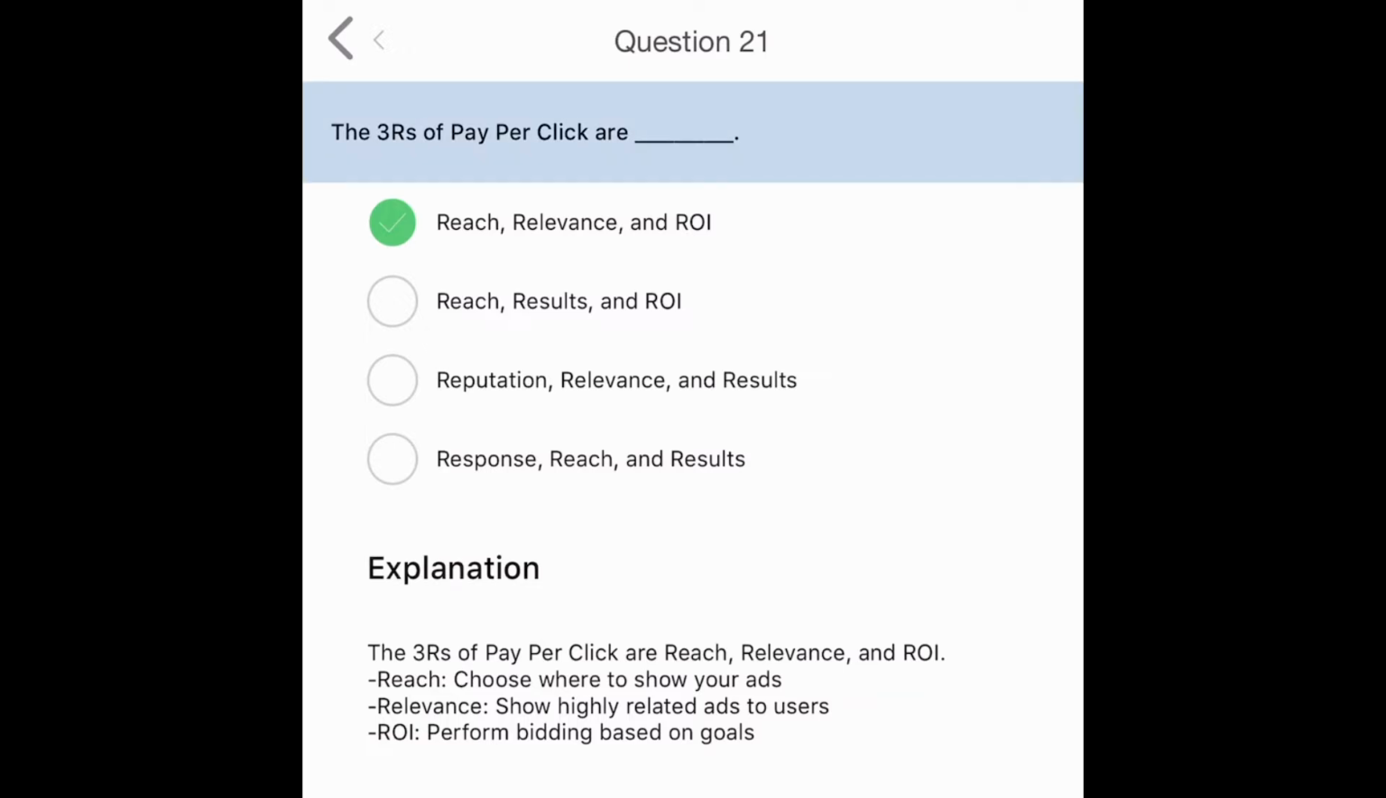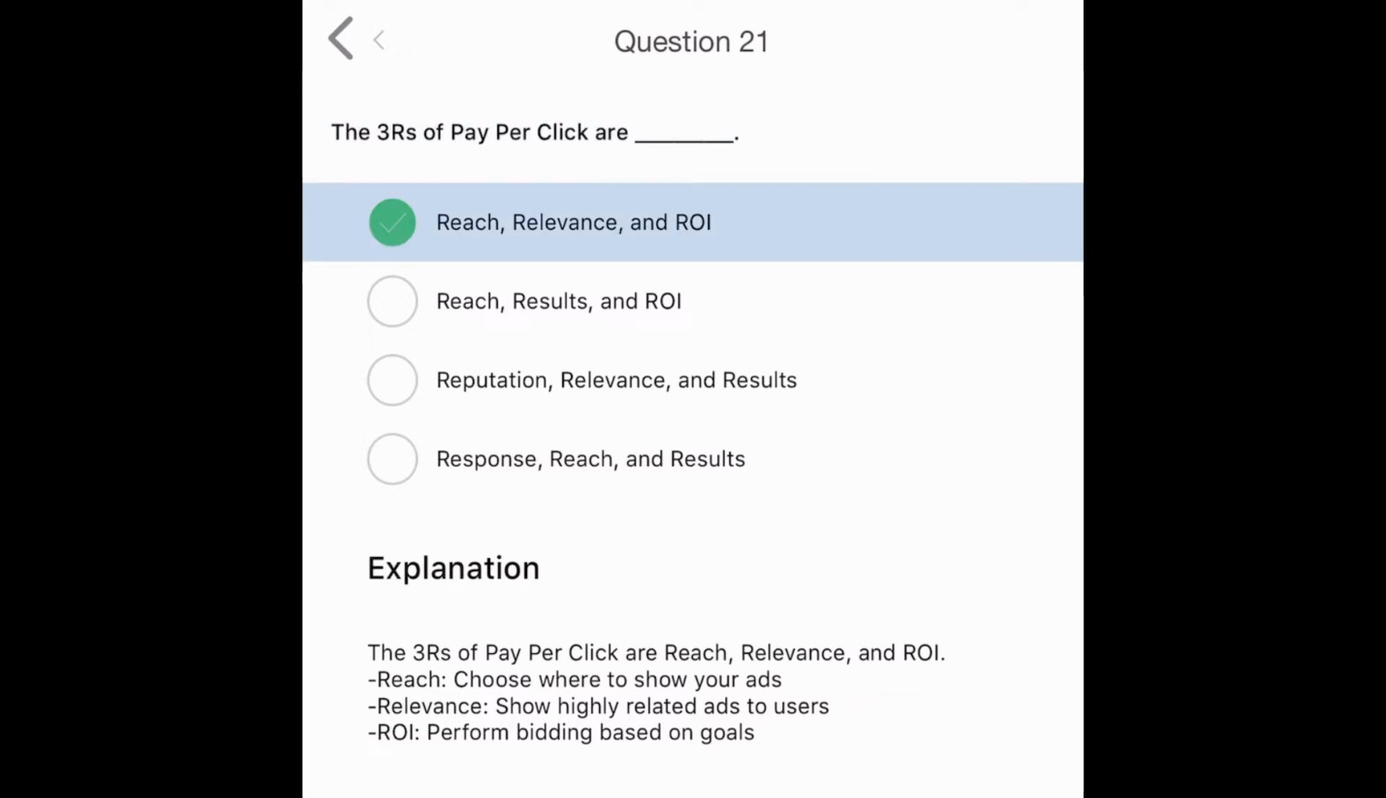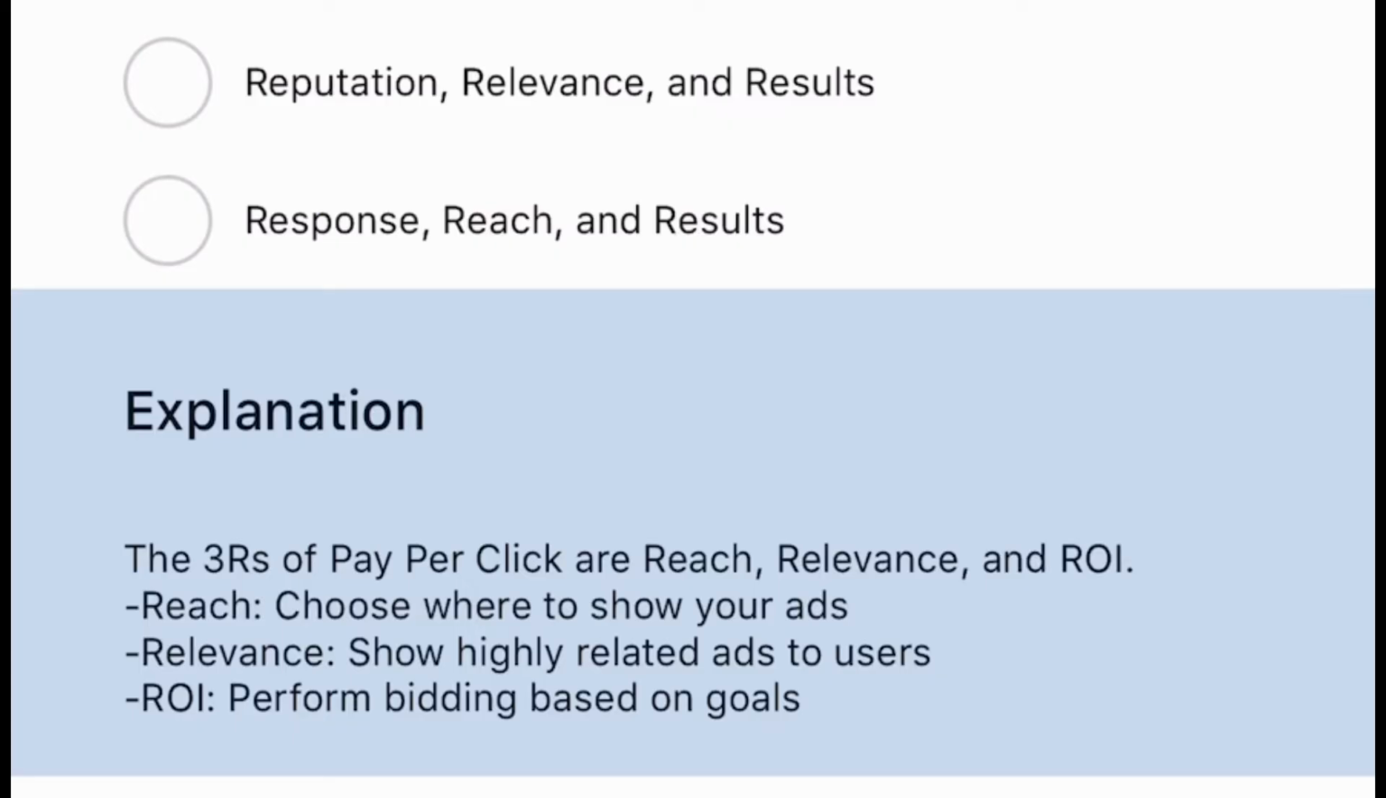The 3 R's of pay-per-click are reach, relevance, and ROI. Explanation: the 3 R's of pay-per-click are reach, relevance, and ROI. Reach: choose where to show your ads. Relevance: show highly related ads to users. ROI: perform bidding based on goals.